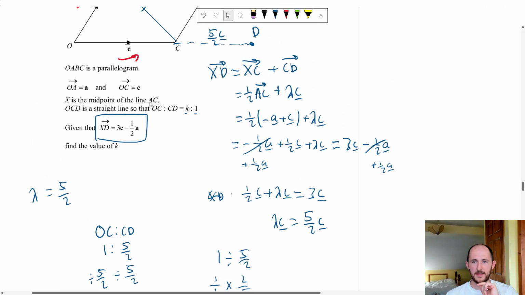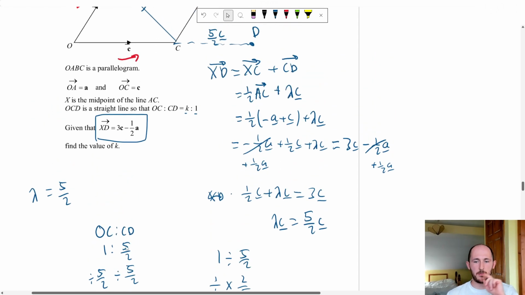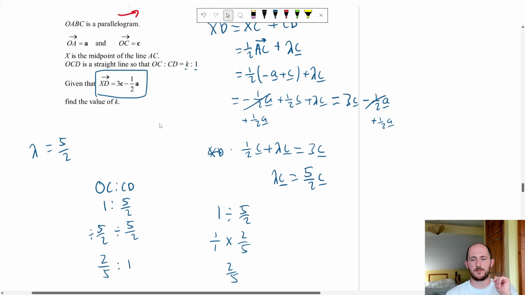Because remember, the ratio was K to 1, where the parts represented by CD should be 1, whereas we had 5 over 2. So we have to swap it round. In terms of why I put the 5 over 2 under the CD, really simple. Actually, I'm not going to say it's really simple, that's a bit rude. But here, I can see that C to D is 5 over 2 times bigger than this. That's why it's written that way.